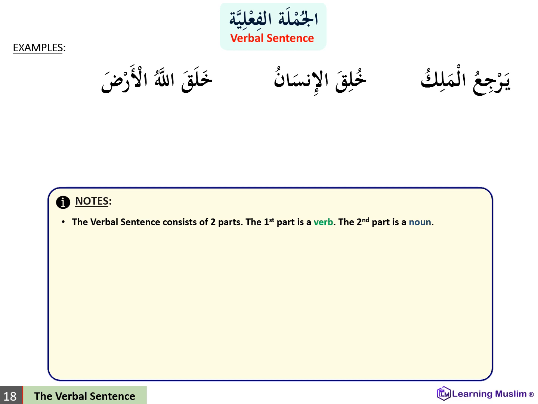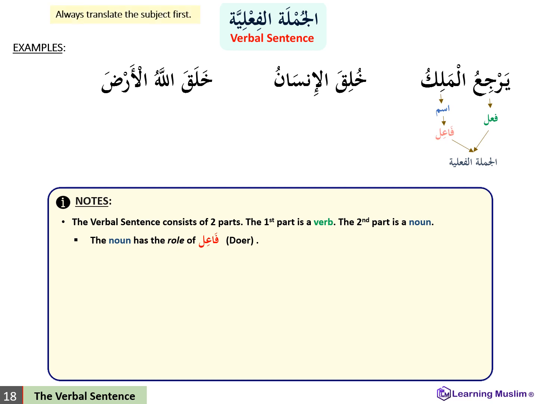So let's look at the first example. يرجع الملك. So يرجع is a verb, and because it's a verb, it's a verbal sentence that is going to be starting over there. And al-maliku is a noun. That is going to be the second part of this verbal sentence. The noun will take the role of fa'il or doer, or you can call it subject, and together they make up the verbal sentence.